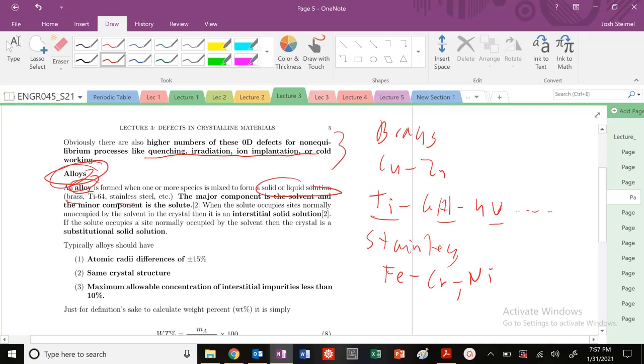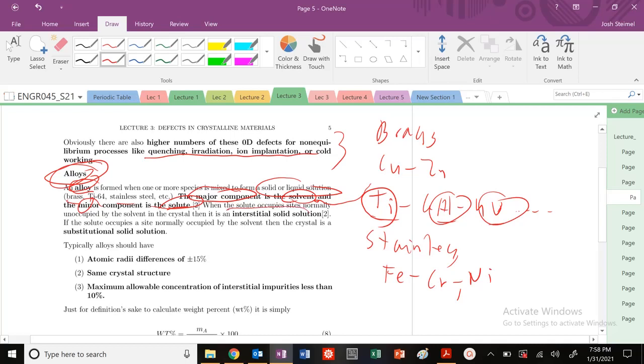When you're working with alloys, the major component is going to be called the solvent, and the minor component is going to be called the solute. So that's typically how you're going to work with alloys. So here for titanium 6 aluminum 4 vanadium, this is going to be the solvent, this is going to be the solute, just like back in chemistry.